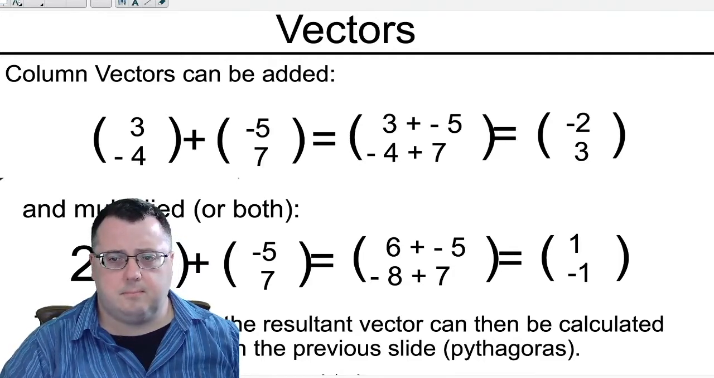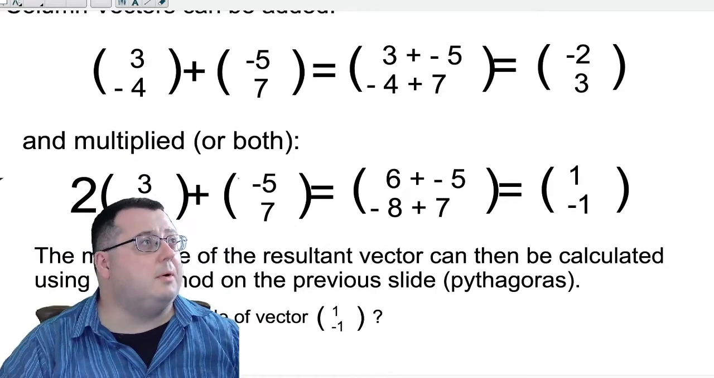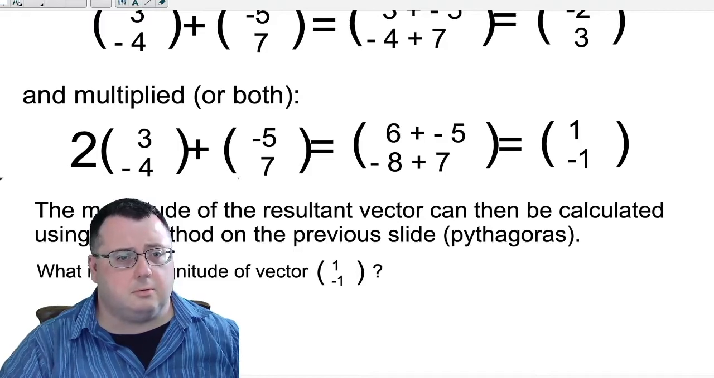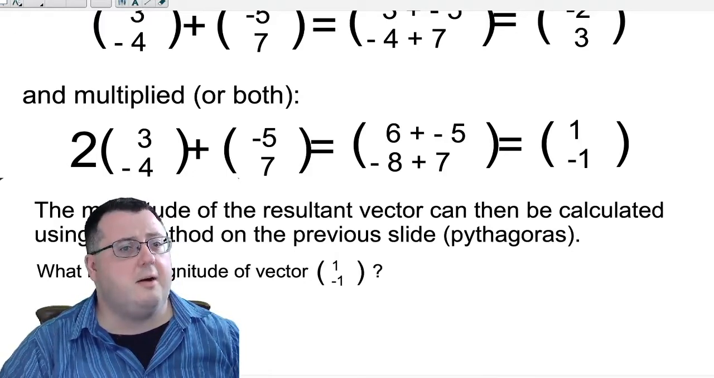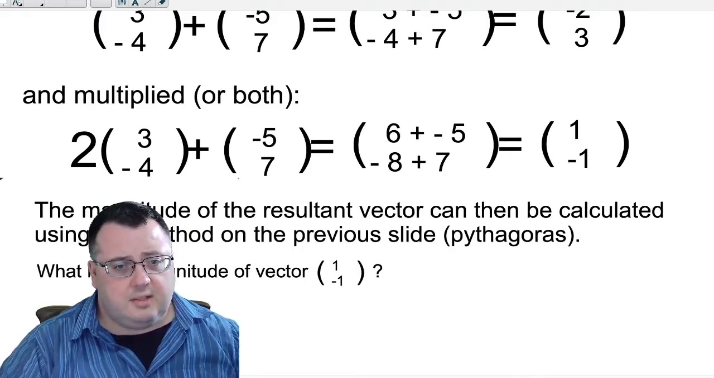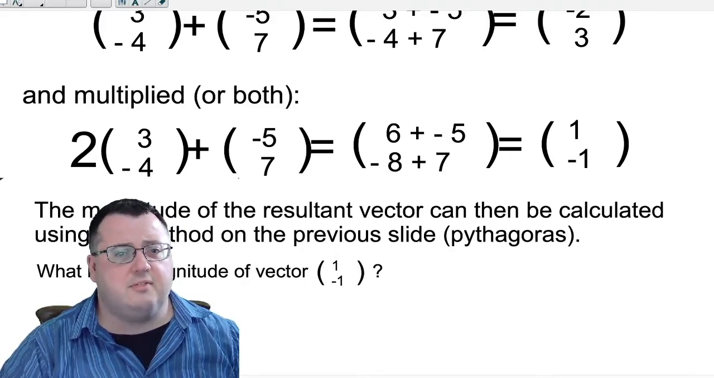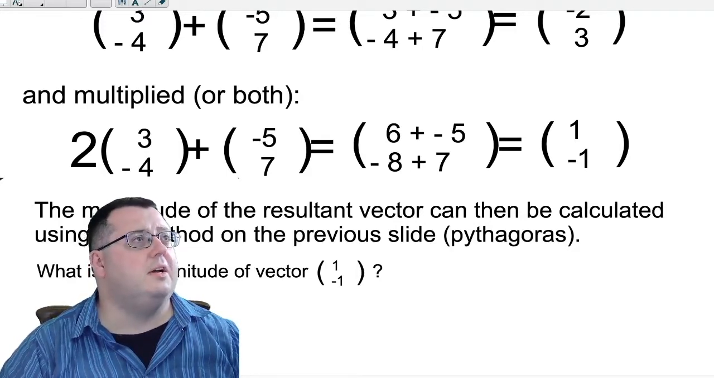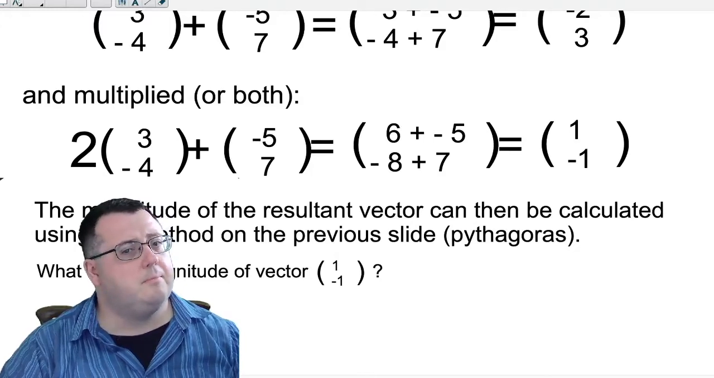Is that okay? And they can be multiplied, or both. So if I wanted to double that 3, minus 4, a 2 could be in front of it. So if I doubled 3, that would make 6. And if I doubled negative 4, that would make negative 8. And then if I added the minus 5 and 7 to it, like I did in the previous line, I would get 6 plus minus 5 and minus 8 plus 7, giving me 1 and minus 1.